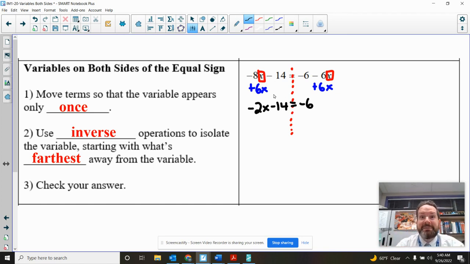Once you've done that, now it's just like what we were doing before. We're going to use inverse operations to isolate the variable, starting with what's farthest from the variable. So let's recognize our goal. I want to get this x by itself. The negative 2 is right with the x. Save that for later. The minus 14 on the back, that's a little farther away. So do a plus 14 and a plus 14.